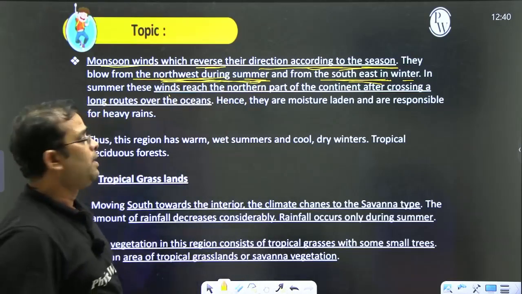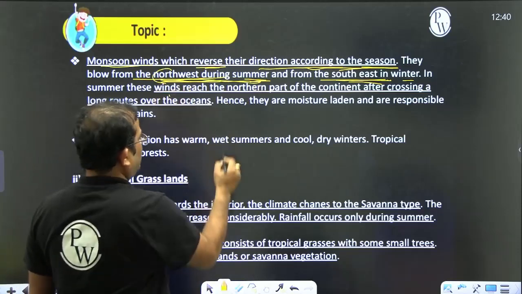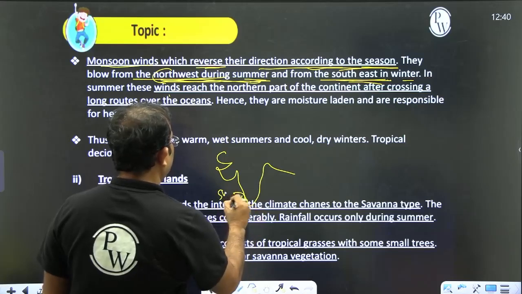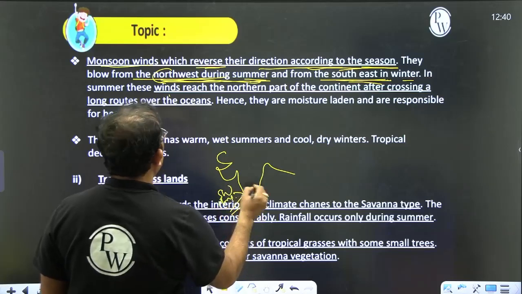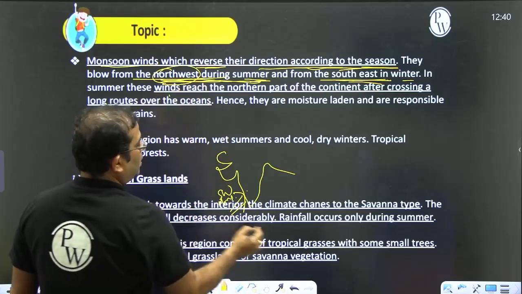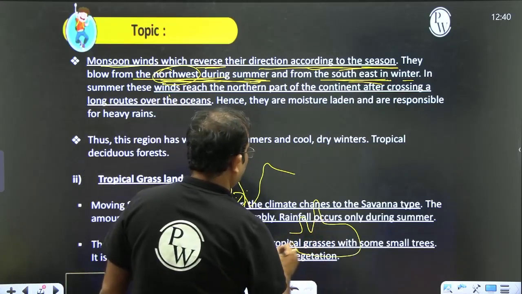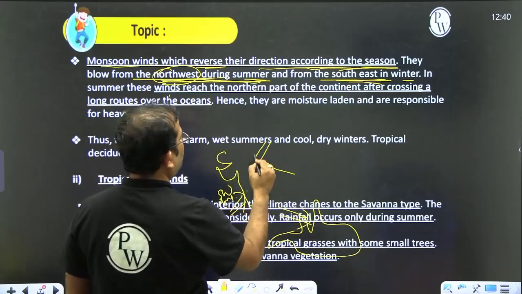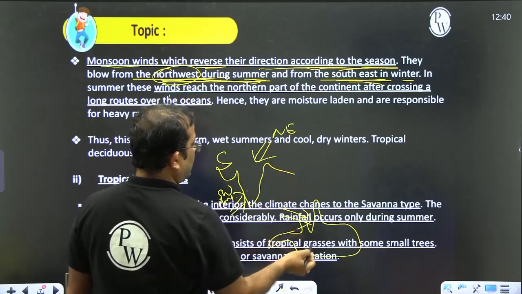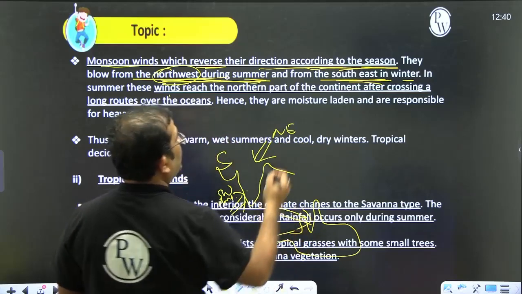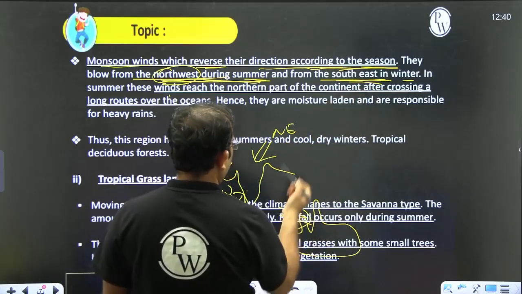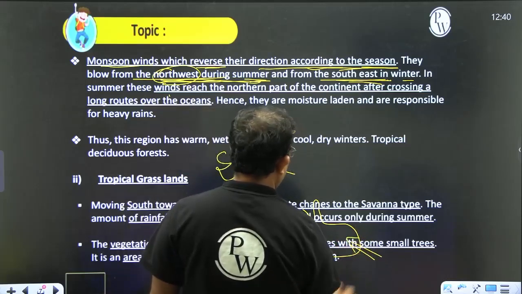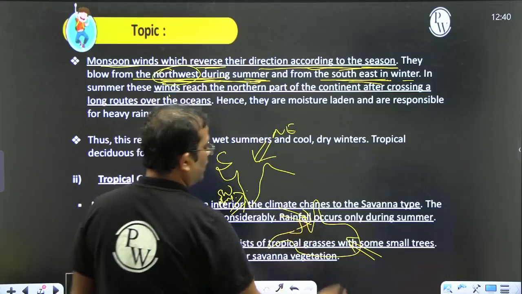If we compare with India, just look at this map again. We get the southwest monsoon from the southwest direction, but here in Australia it comes from the northwest direction, just opposite. Similarly, we get winter winds from the northeast, but they get them from the southeast. Completely opposite.